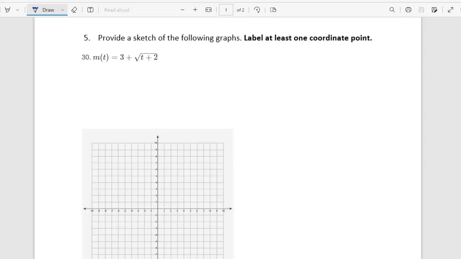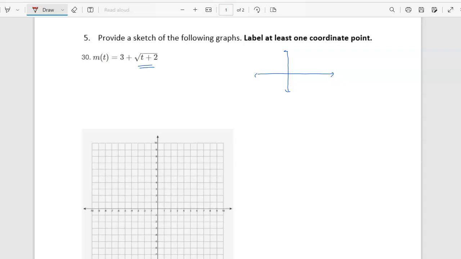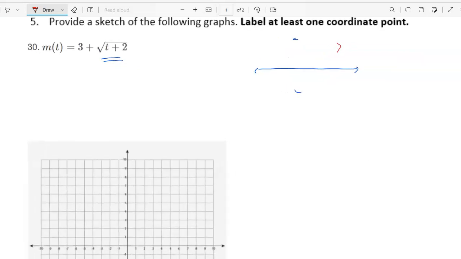Now on problem 30, because you technically have a square root function, our actual graph is going to have the following shape. In terms of the parent graph, it's a curve that goes in this direction. It technically starts at 0, 0. So it's a curve that starts at the origin.